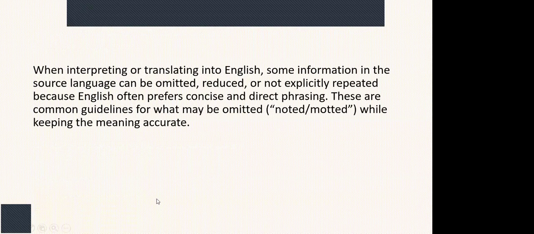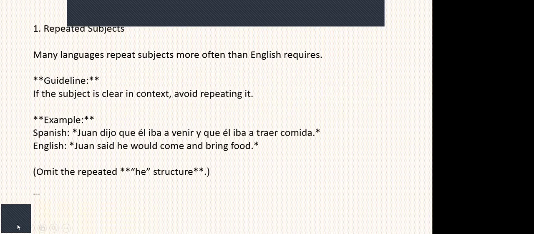So when interpreting or translating into English, some information in the source language can be omitted, reduced, or not explicitly repeated because English often prefers concise and direct phrasing. These are common guidelines for what may be omitted, noted, while keeping the meaning accurate. Right? So every time we go from Spanish to English, economy of language is an aspect to consider.